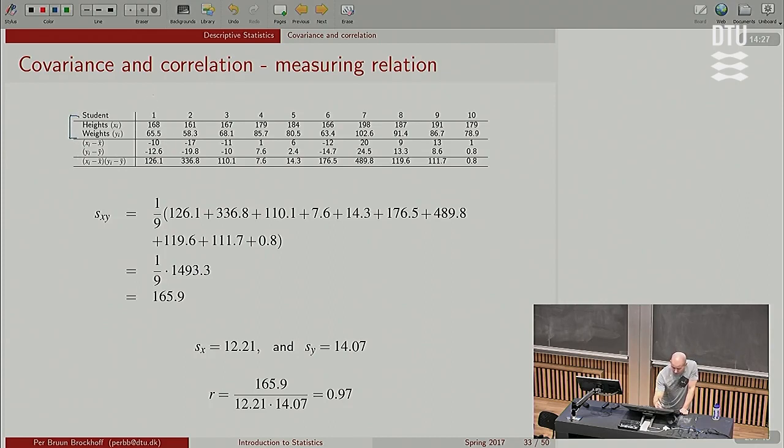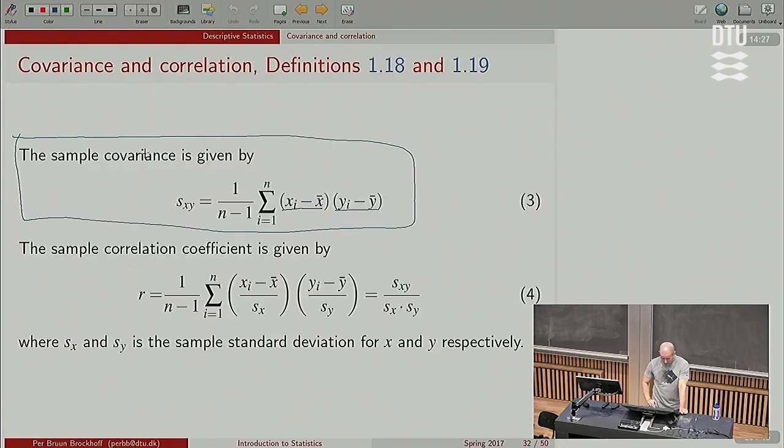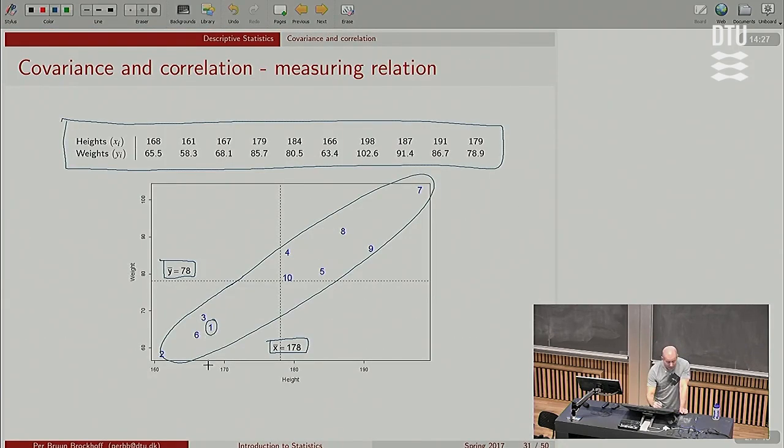Then I look at, for instance, student 1 here. Student 1 was 10 centimeters below average height, and student 1 was 12.6 kilograms below average weight, right? He is below both on the x and the y. He's in this quarter down here. And so is 2 and 6 and 3. Whereas 10 and 4 and 5 and 8 and 9 and 7, they are all above average, both on the height and on the weight, right?